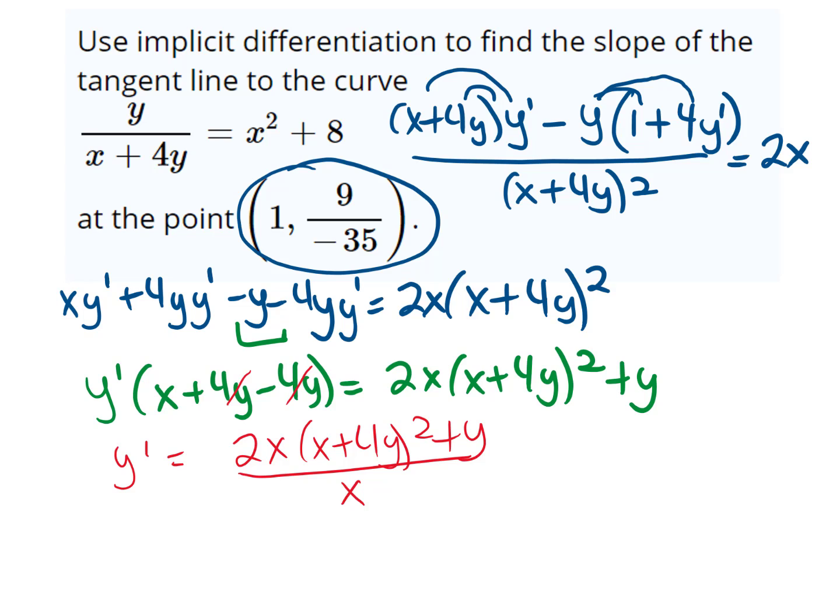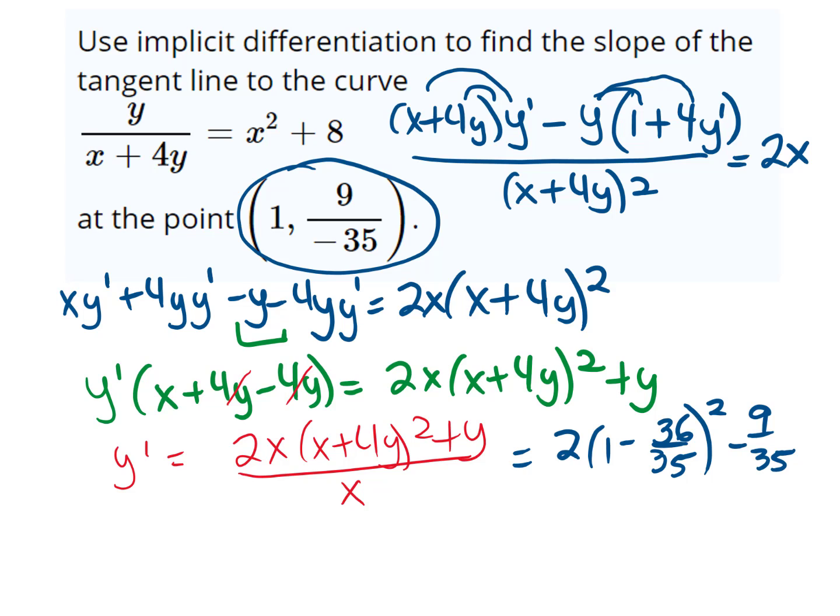So I now have the derivative, and I'm interested in evaluating that derivative at this point when x is 1 and y is negative 9/35. So here we have 2. I put in a 1, so that's just gone. This would be 1 plus 4 times y, so that's going to be 9 times 4 is 36, and actually it's going to be a minus because of that minus 35, so 35 squared, and then we've got minus 9/35, and that's all over x, but x was 1.